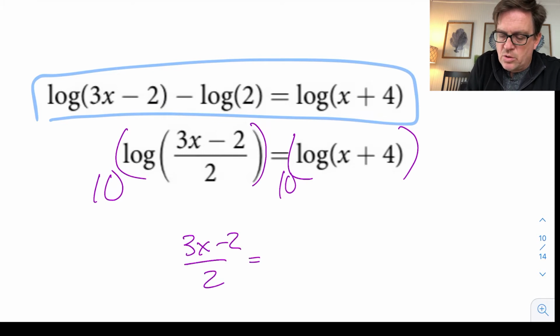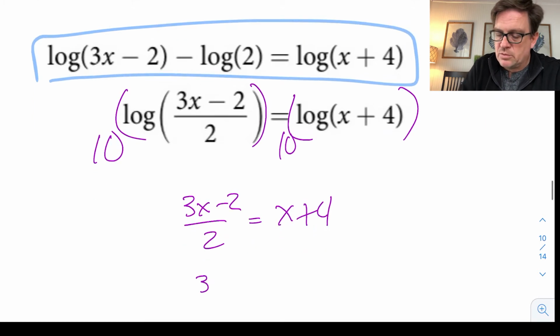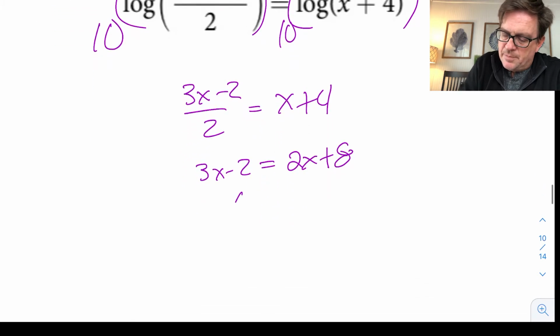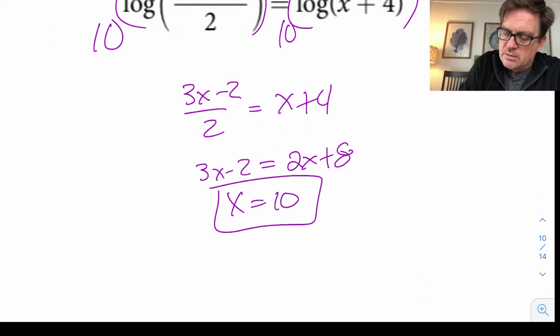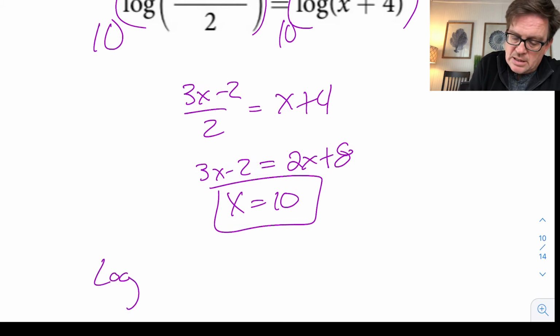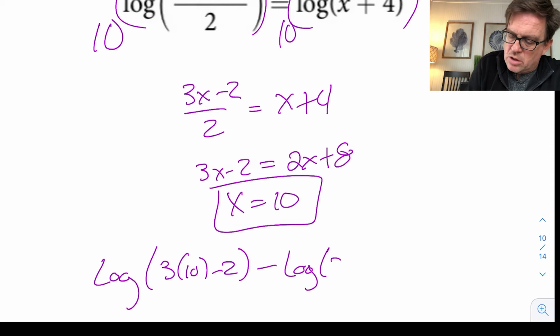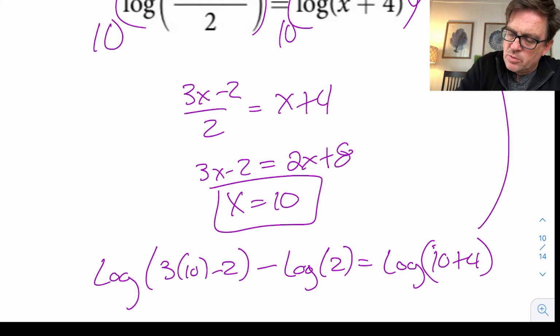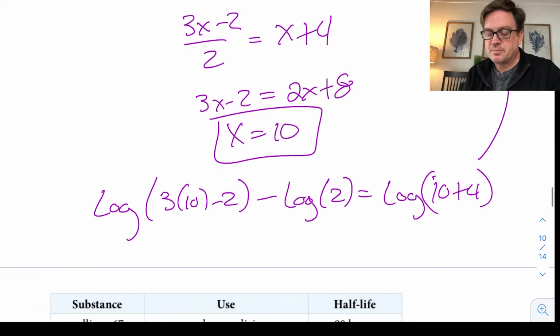And 3x minus 2 over 2 equals x plus 4. And then you could just solve by normal algebra, right? So 3x minus 2 equals 2x plus 8. x equals 10. And you'd have that. Right, so you should go back to the original equation and plug that in and see that log of 3 times 10 minus 2 minus log of 2 equals log of 10 plus 4. I plugged that into the original equation.